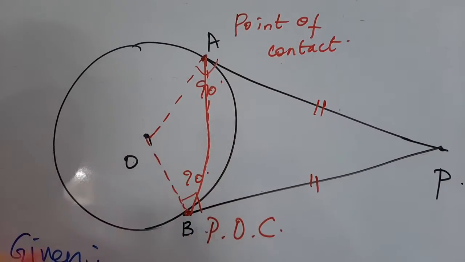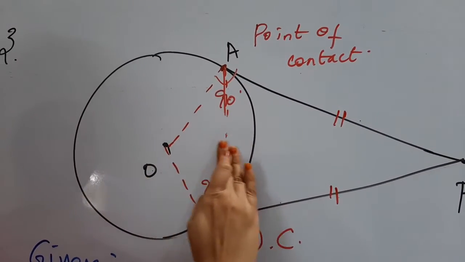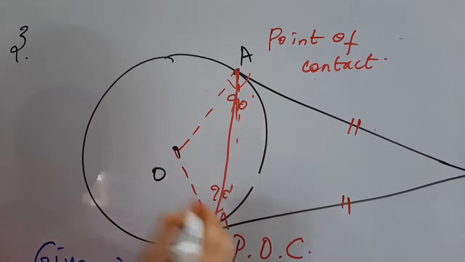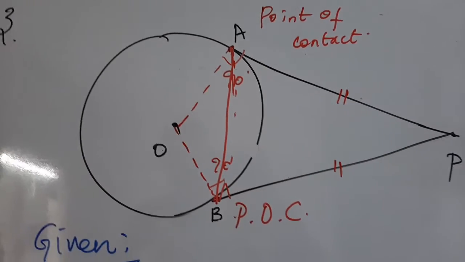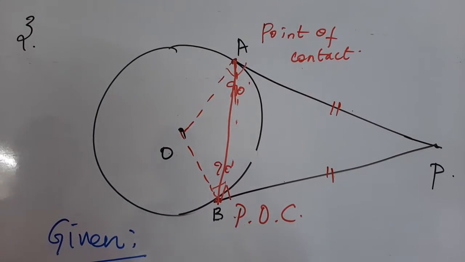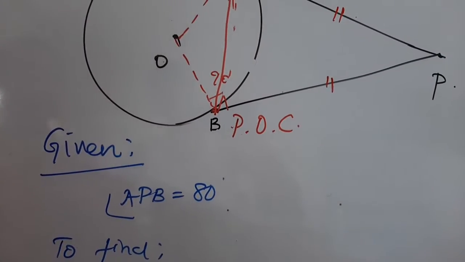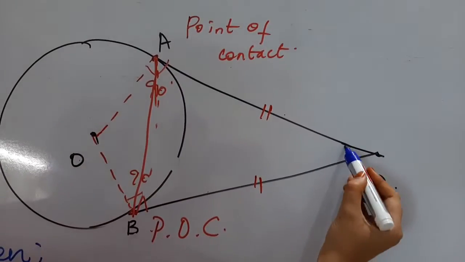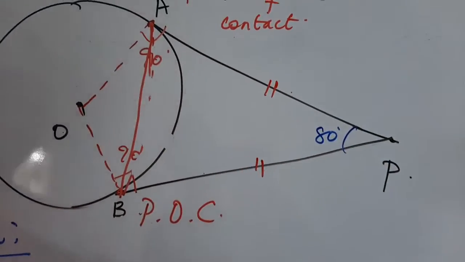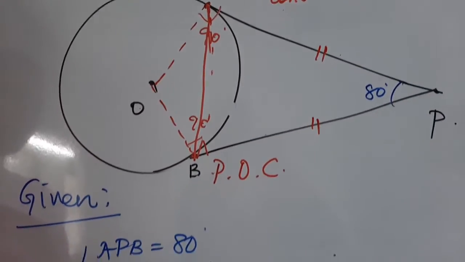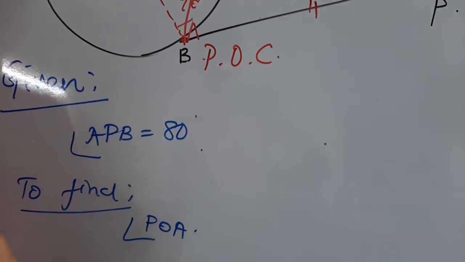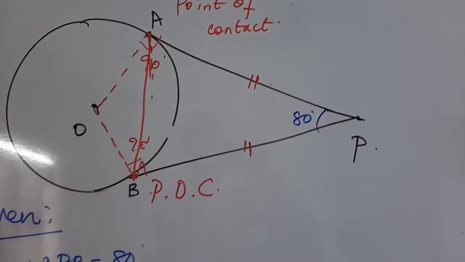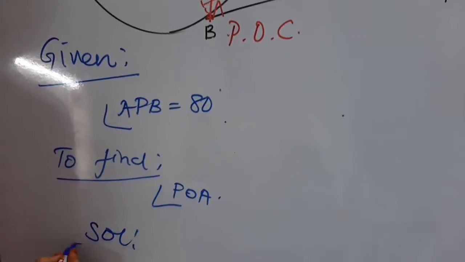And then I am drawing a chord that joins A and B. Now what is given in the question? Angle APB is 80 degrees, that is given. What do we want to find out? We want to find out the angle POA. Let's start solving the sum.